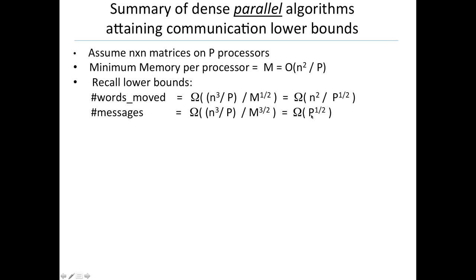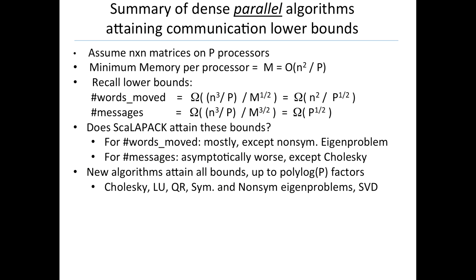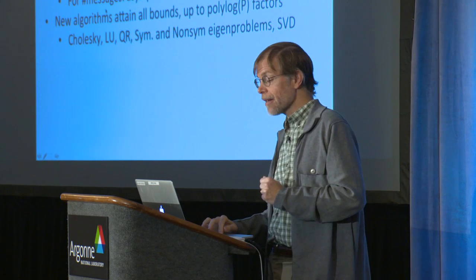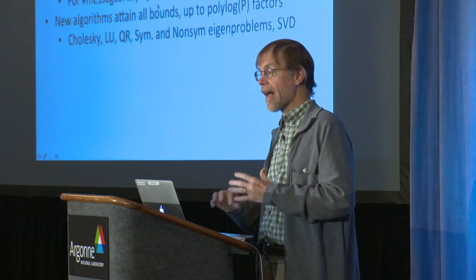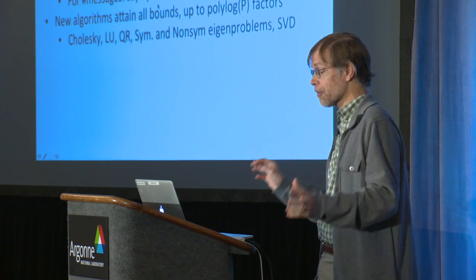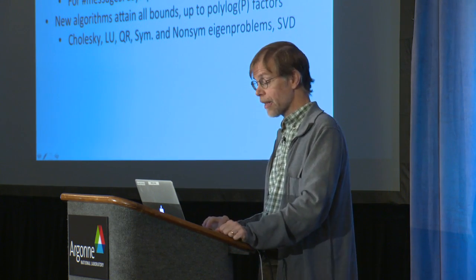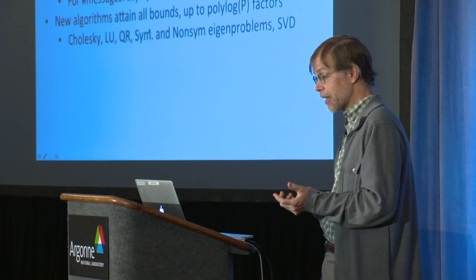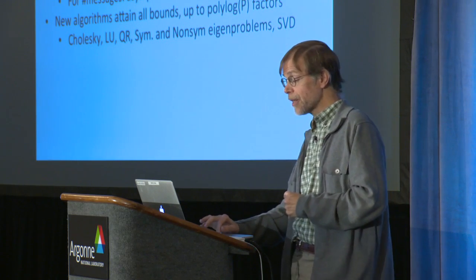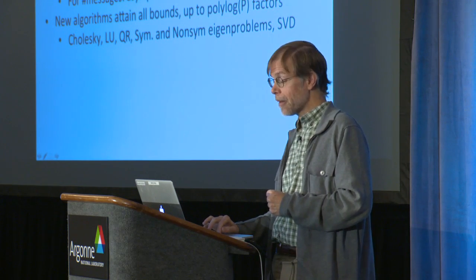So the first thing we did is we asked ourselves, okay, does ScaLAPACK attain this particular lower bound, under the assumption I use as little memory as possible? For the number of words moved, it mostly did, except for the non-symmetric eigenvalue problem. It did asymptotically more. On the other hand, the latency cost, the number of messages, was asymptotically larger for almost every algorithm in the library, except for Cholesky. Cholesky was quite simple. And so the first thing that we did is we invented new algorithms for all of these to attain lower bounds for both the number of words moved and the number of messages for all these basic problems. And that made us happy.